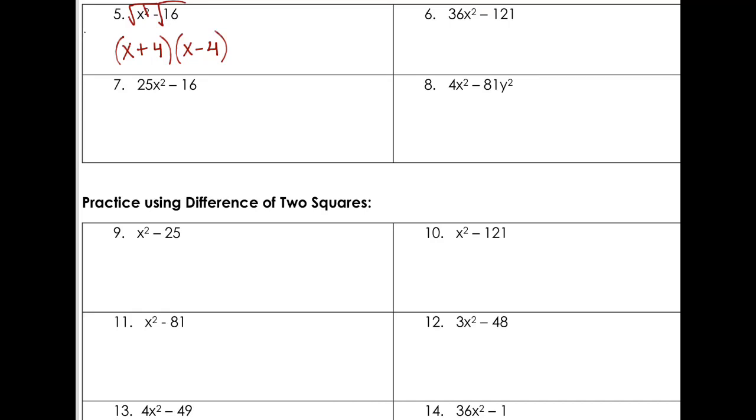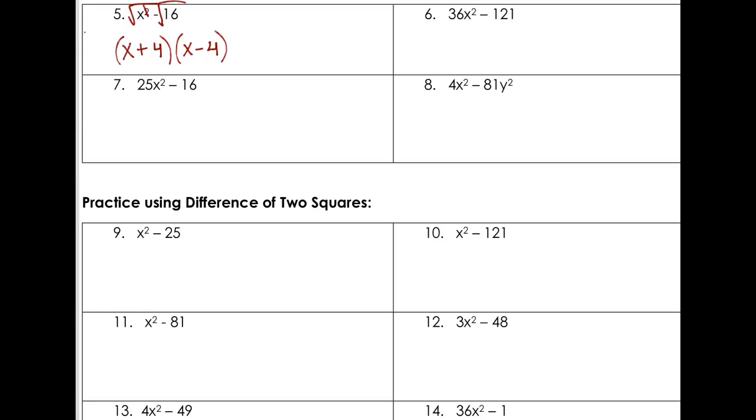Okay, let's look at number 6. So here, again, first thing you do when you see 2 terms, on number 6, you see 2 terms. You want to look for a GCF. Is there a GCF? No GCF. Are they perfect squares? Yes. If you don't know, just try to take the square root of it, right? And if it comes out as a whole number, not a decimal or a radical, then you know it's a perfect square. You can take the square root of 36 and you can take the square root of 121.